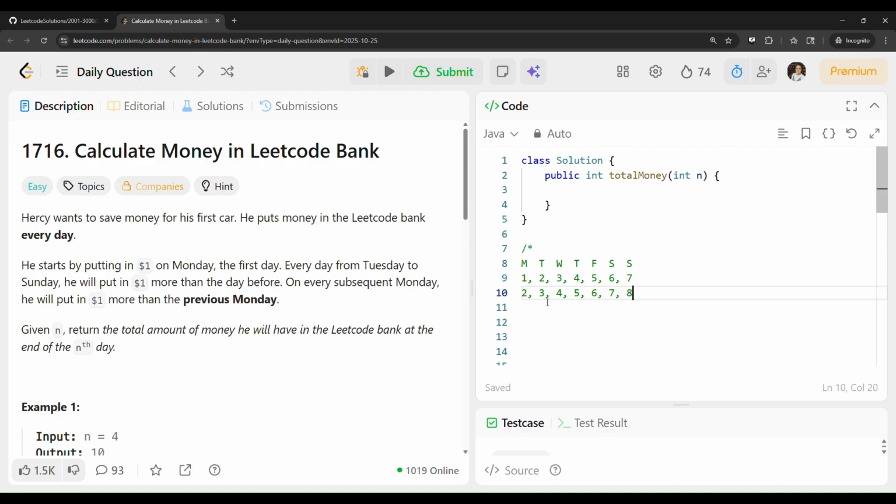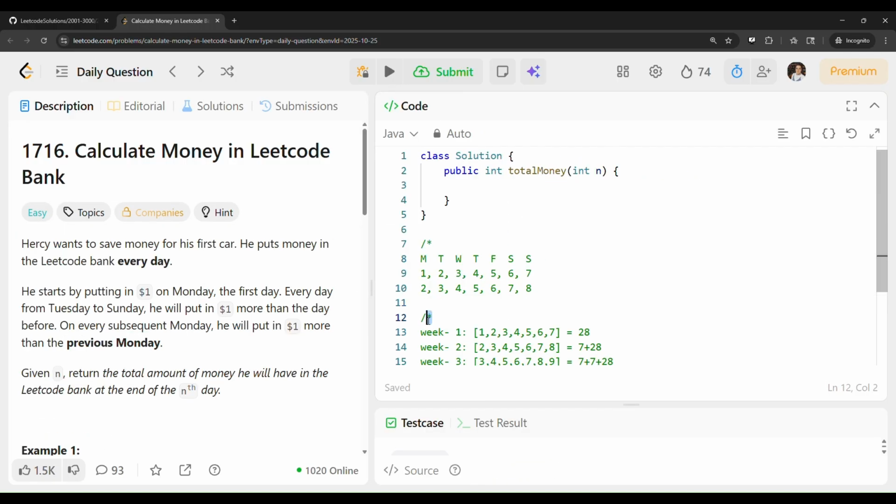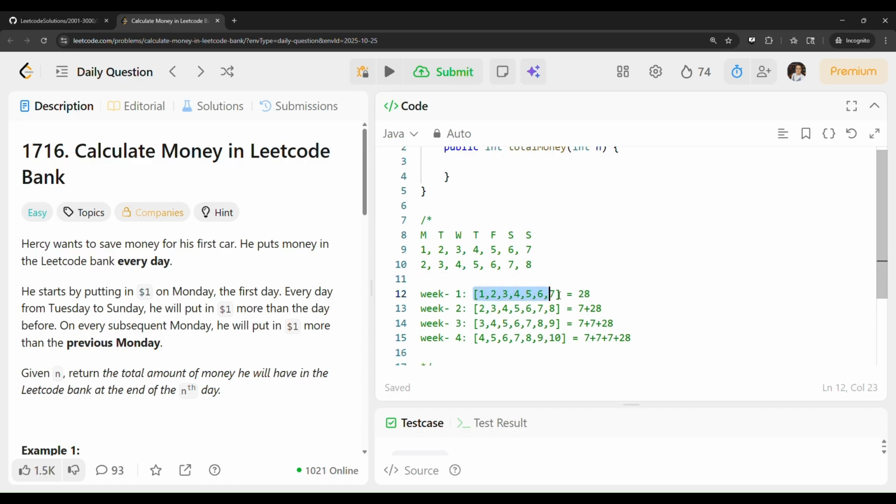So we have to find the total money in his bank account on the nth day. We can see this pattern. On week 1 he is putting 1, 2, 3, 4, 5, 6, 7. Total money is 28. On week 2 he is putting 2, 3, 4, 5, 6, 7, 8. So that is 7 more, because it is $1 extra on each day. If you remove $1 from each day, it becomes the same money as week 1. Similarly, week 3 is again 7 plus 7 more than 28.